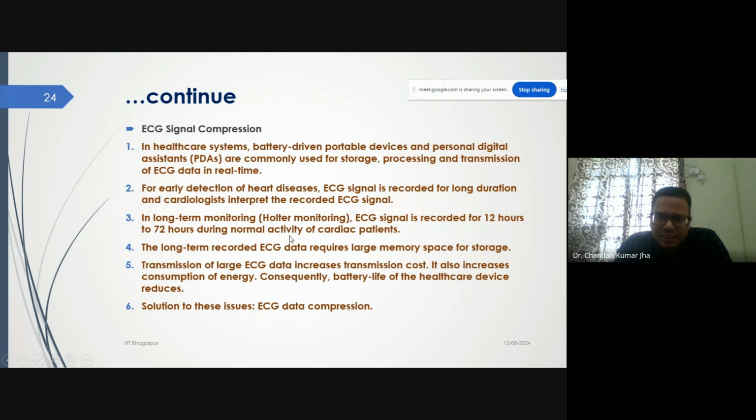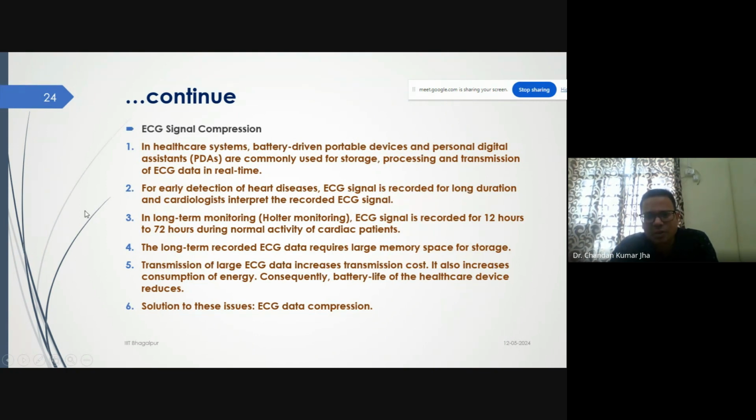And for early detection of heart diseases, ECG is recorded for long duration. Suppose, as I already told you, in Holter monitoring. Usually, when a patient is at a starting stage of the heart disease, suppose that someone feels like abnormal heart rhythm, he will go to the hospital, and the cardiologist is unable to detect the disease by just collecting the ECG signal for 5 seconds using the graph paper. But still the patient is telling that I'm suffering some abnormal condition. Then the cardiologist will suggest you record your ECG for 2 to 3 days duration. Normally it is 12 to 72 hours. So this is called Holter monitoring. So in that case, long duration ECG signal is used for the analysis part.